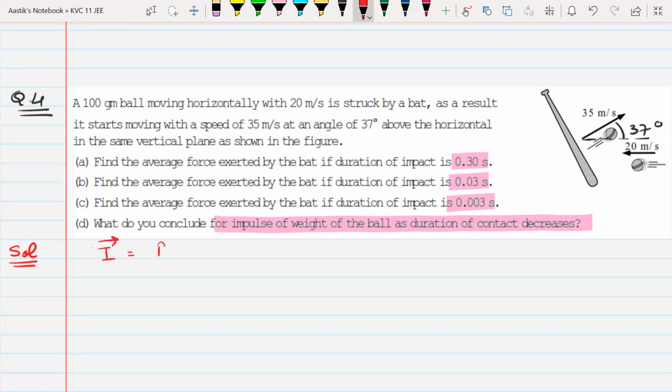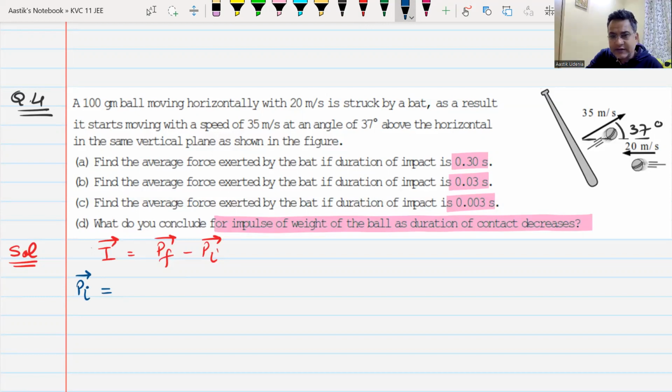Impulse is equal to change in momentum. We just have to find out the change in momentum: final momentum and initial momentum. What is the initial momentum of this ball? Can anyone tell me what is the initial momentum of this ball? You can say the answer in terms of vector. What is the initial momentum of the ball? No one knows it?